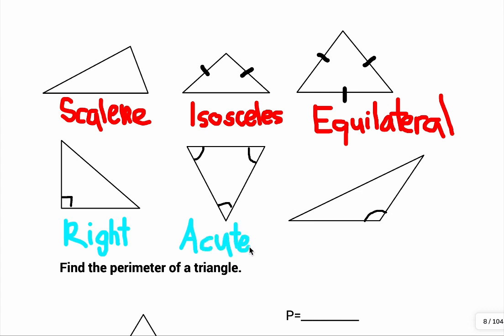The next triangle is an acute triangle, which has all acute angles, just like the triangles on the first row. So all of the triangles are acute on the first row, and an acute angle is less than 90 degrees. This last one is an obtuse triangle because this angle right here is greater than 90 degrees.